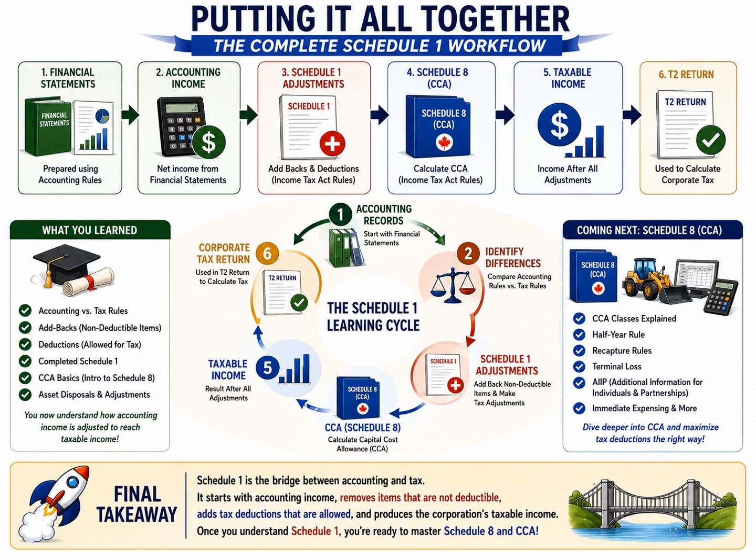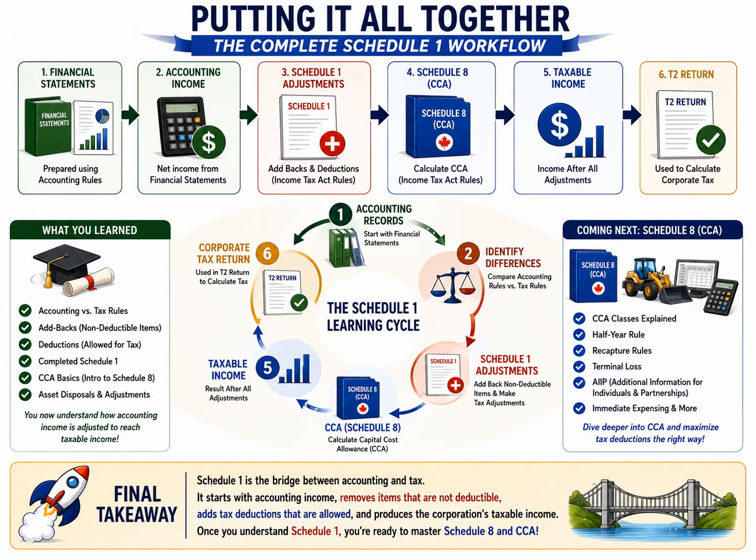The next step is Schedule 1. Here, we identify every difference between the accounting rules and the Income Tax Act. Non-deductible expenses are added back, allowable tax adjustments are made, and the accounting income is gradually transformed into income that complies with the tax legislation.